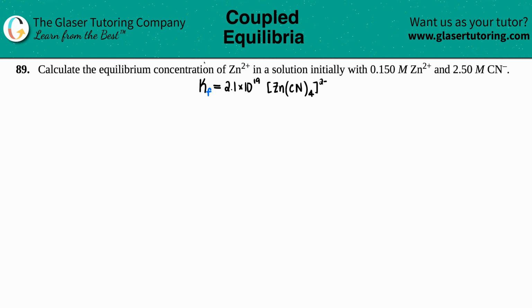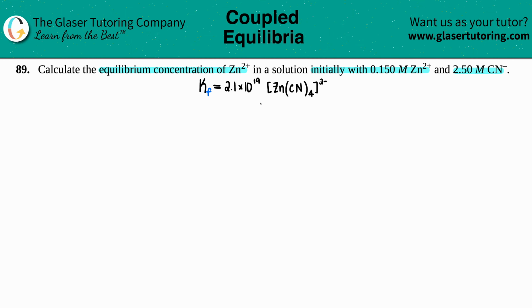Number 89. Calculate the equilibrium concentration of Zn2+ in a solution initially with 0.150 molar Zn2+ and a 2.50 molar CN- solution. So, in order for this question to work, we did have to go into the back of a textbook or go to some appendix or chart value to find the Kf value for a certain complex ion. Now, I did notice that we were dealing with Zn2+ and CN-.